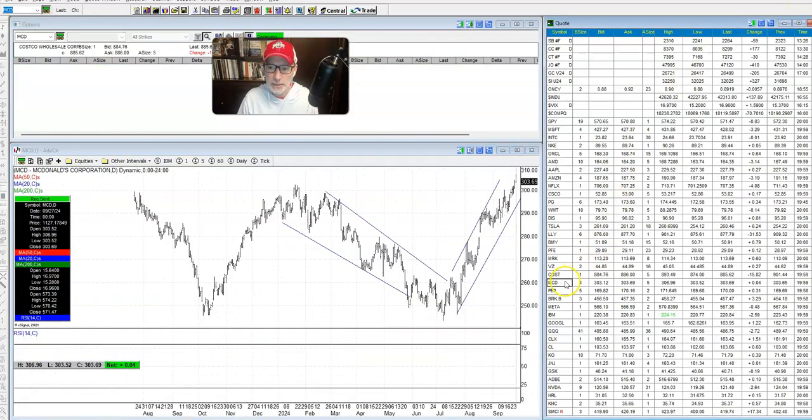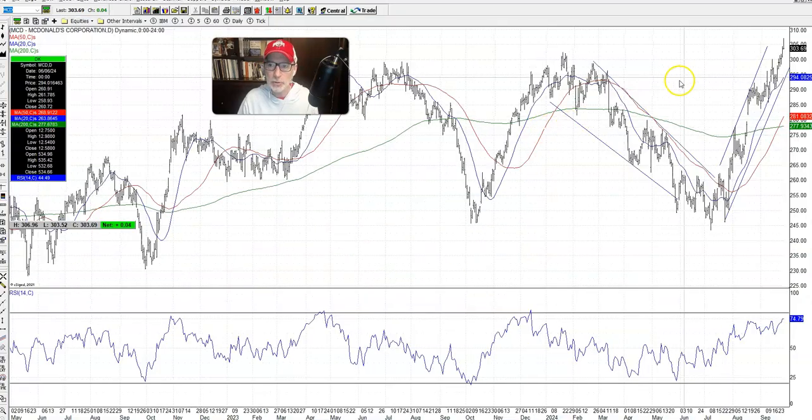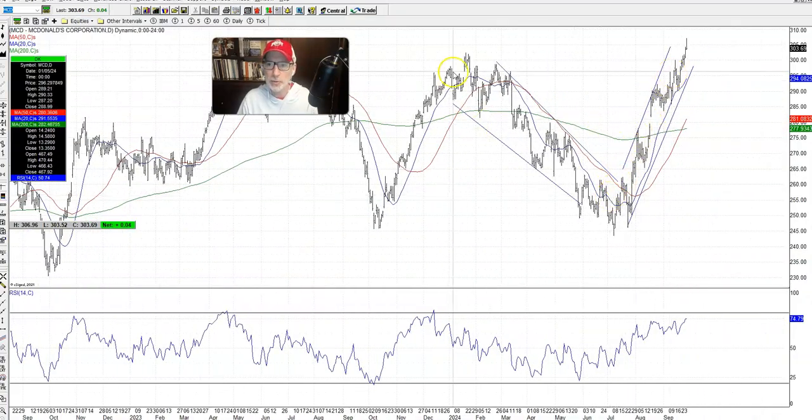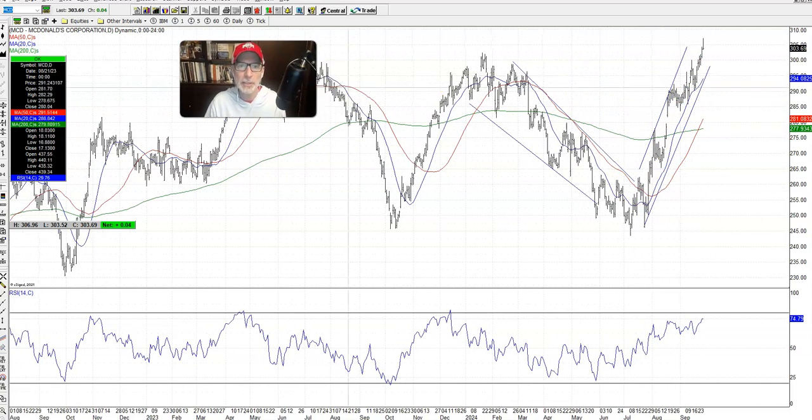What else we got? McDonald's. Look at this upward trajectory on McDonald's. Look at that uptrend. It was in a downtrend and then it turned uptrend. So use the channels to help you decide. Now, how do you use a channel?